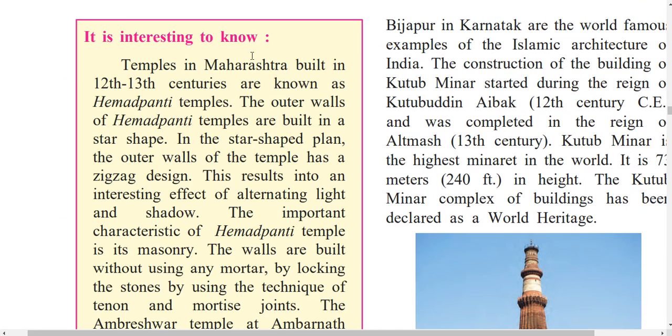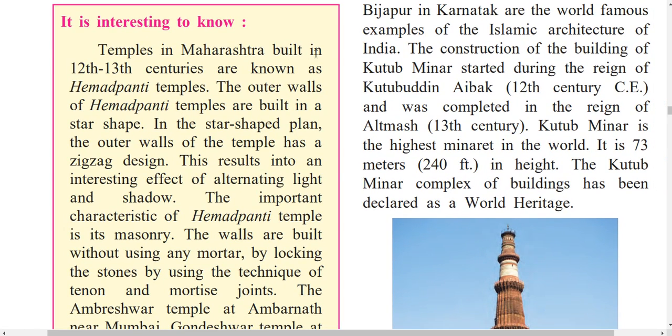It is interesting to know that temples in Maharashtra built in the 12th to 13th centuries are known as Hemadpanthi temples. The outer walls of Hemadpanthi temples are built in a star shape. In the star-shaped plan, the outer walls of the temple have a zigzag design. This results in an interesting effect of alternating light and shadow.